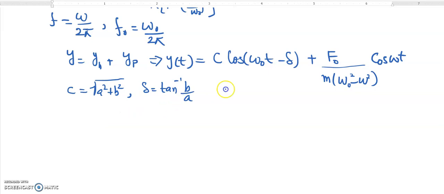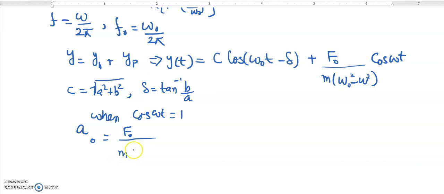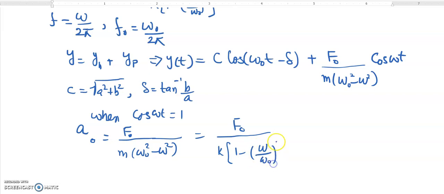Here in this case, we know that for this second term, which is related to the particular solution, we can get a maximum when cosine omega t will be equal to 1. The maximum value of cosine is 1. So in that situation, when cosine of omega t is equal to 1, we call its factor a naught, which is equal to F naught over m(omega naught squared minus omega squared), or it can also be written as F naught over k times 1 over (1 minus (omega over omega naught) squared).